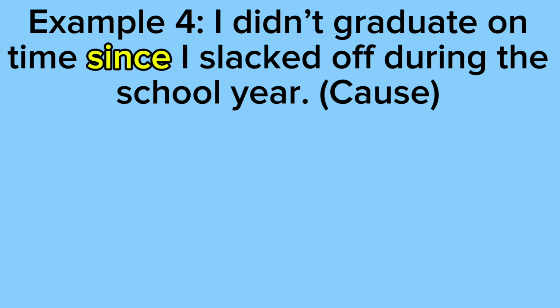So example 4 says, I didn't graduate on time since I slacked off during the school year. So since is a subordinating conjunction of cause. So the cause of my not graduating on time is because of my slacking off during the school year. So if I hadn't done this one thing, this other thing wouldn't have happened. And that's why we use since, not only to separate the 2 clauses, but also to indicate cause.